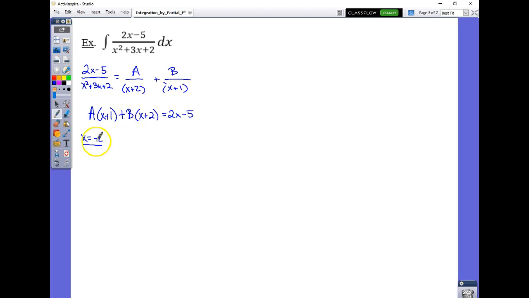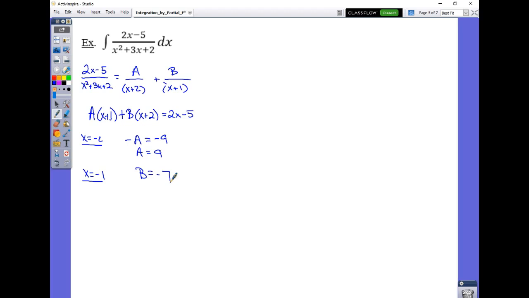So when the x is equal to negative 2, negative 2 plus 1 gives me negative a is equal to negative 2 times 2 is negative 4 minus 5 is negative 9. So my a must be 9. Then I set the x equal to negative 1 to make the a value 0. And we will do negative 1 plus 2 is 1, so that is b is equal to negative 2 minus 5 is negative 7.